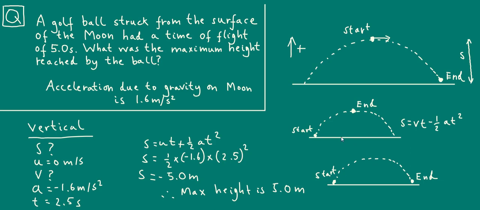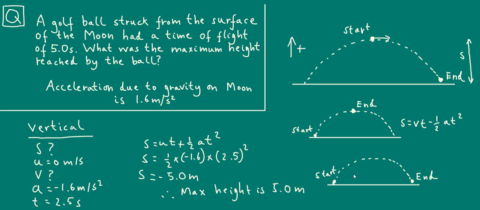You could also have solved this problem by taking the start to be down here and the end to be at the maximum height, and employing the SUVAT equation s equals vt minus half at squared. I'll leave that to you as an exercise to see if you can arrive at the same answer.